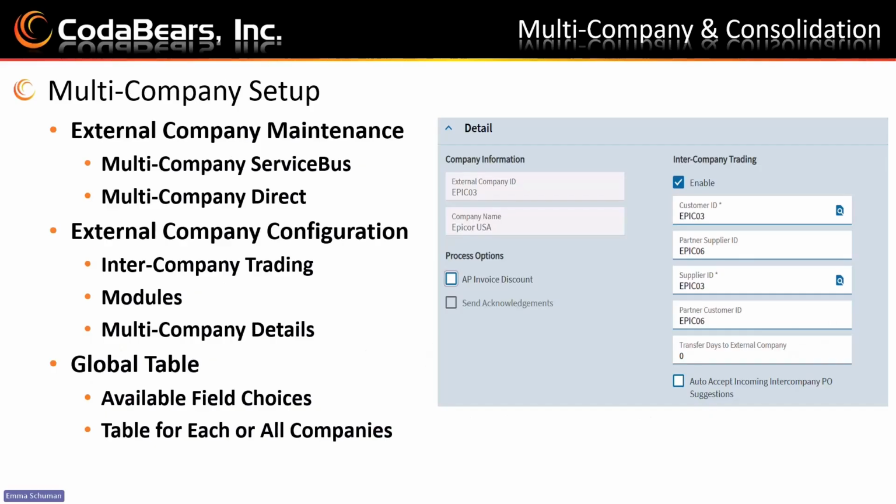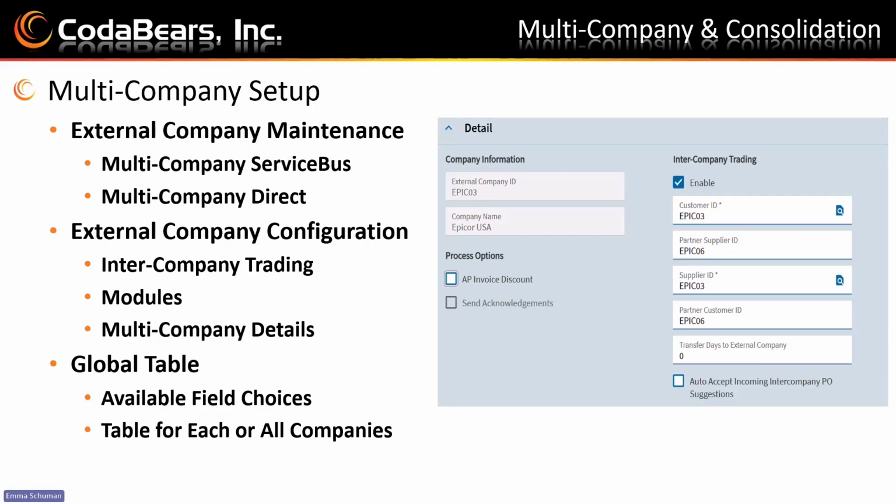Setting up multi-company is more than simply checking a few boxes. There are several foundational pieces that must be configured correctly. We start that process and begin within external company maintenance. This tells Epicor about the other companies participating in the database. The company ID here is extremely important because it's how Epicor identifies where transactions should be sent and received from.